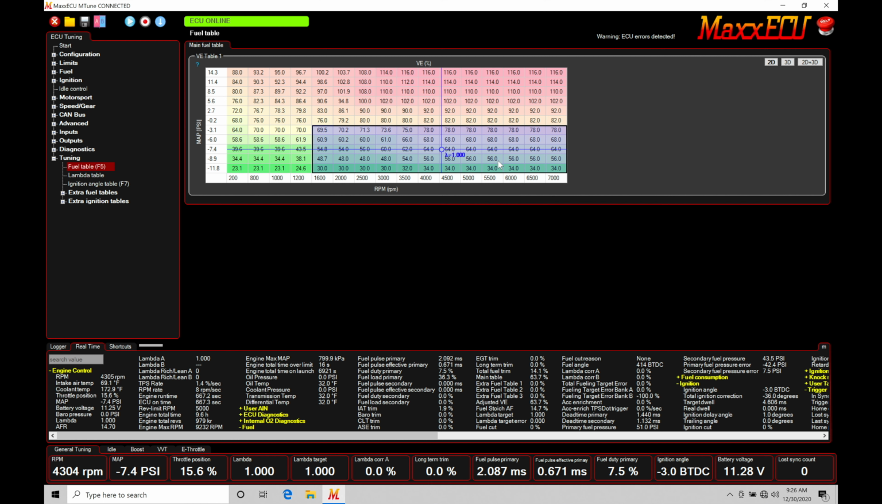Now when we're talking about our wide open throttle conditions, and let's say a naturally aspirated engine, that's going to be at 0 psi right here, so this row.